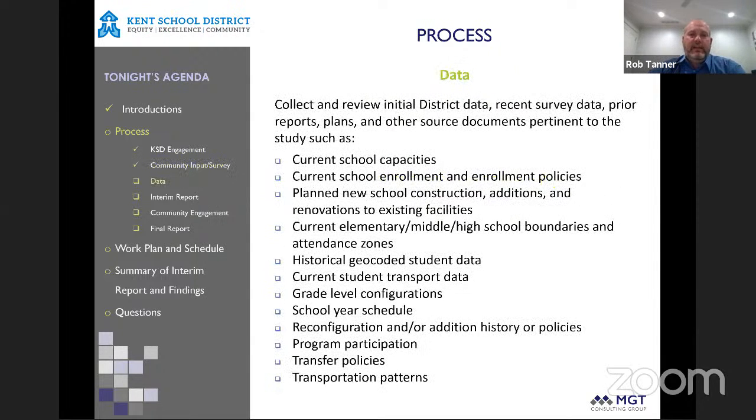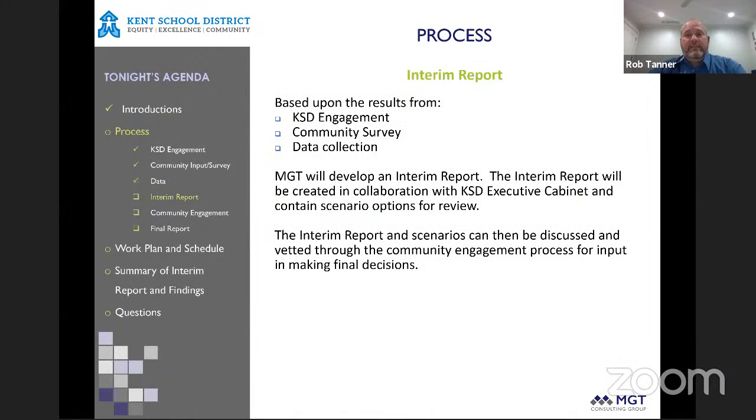And then data collection, we collected all sorts of data from all sorts of different venues, mostly from Kent. They gave us everything that we needed and more. We were able to look up documents at other public sources, such as the Census Bureau and land permits and those types of things. And that all led us, after analyzing that input, the data, to the interim report. And that's where we are today.